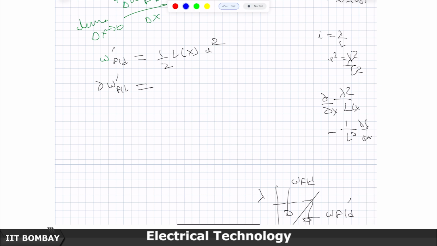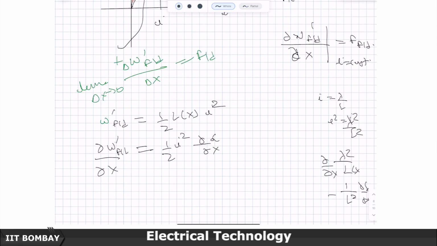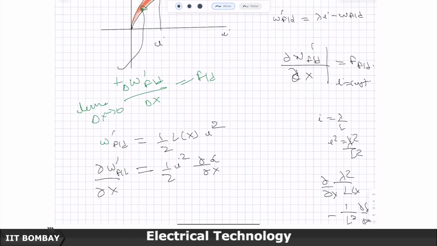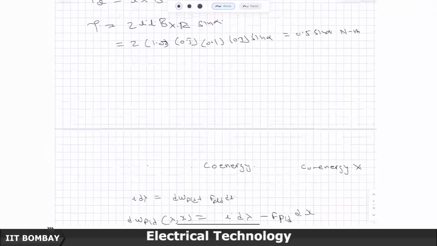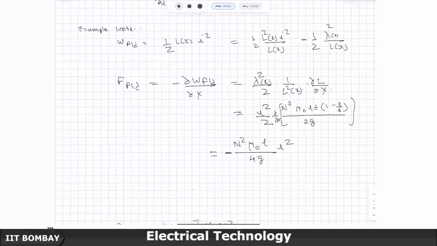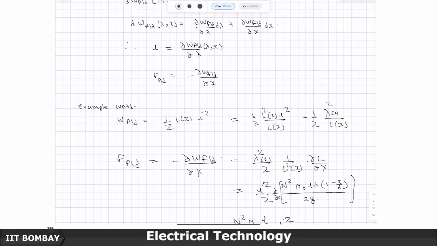So, I am using now this W_fld dash, because when dealing with co-energy, the state variable is current, and I am going to take the rate of change of this with x. So, half of I square times partial L with respect to partial x. And what was my equation? I have already derived it. Let me pick up that equation, give me just a minute.